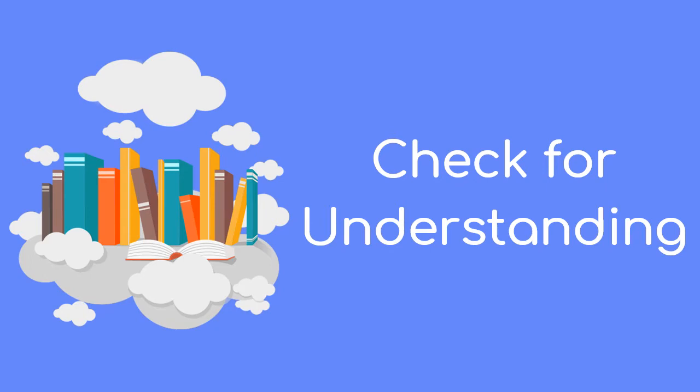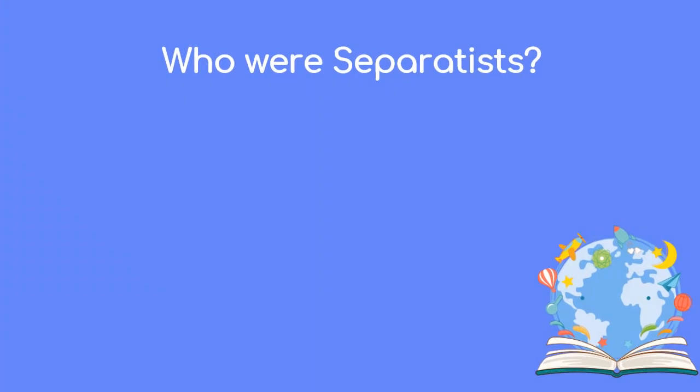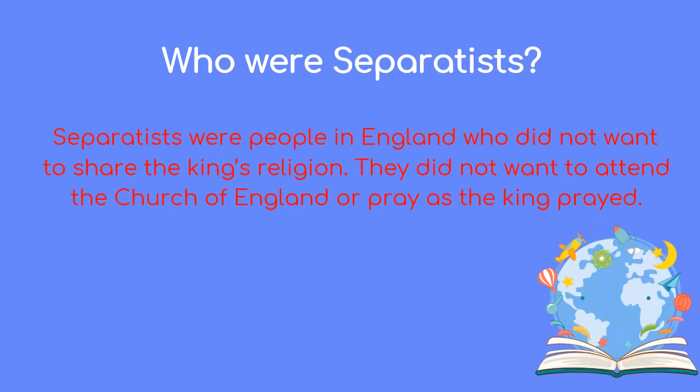Now, answer these questions about today's story. Who were Separatists? Separatists were people in England who did not want to share the king's religion. They did not want to attend the Church of England or pray as the king prayed.